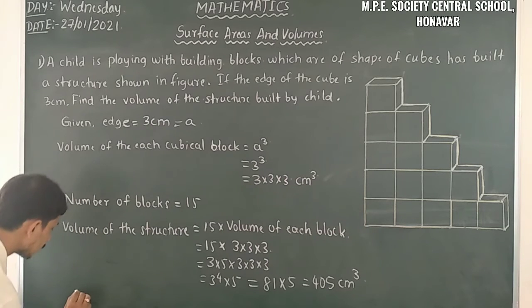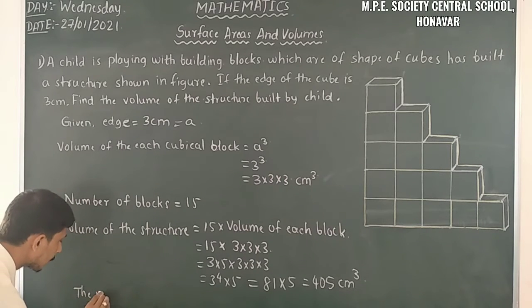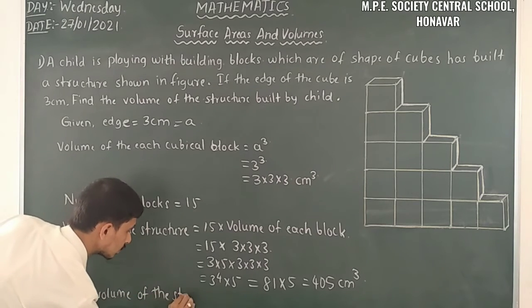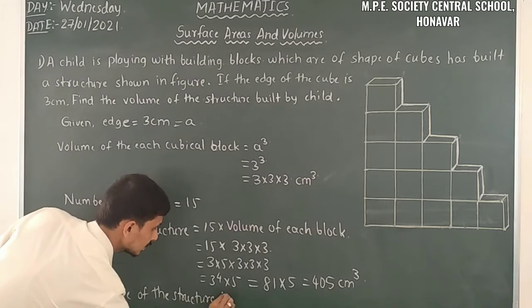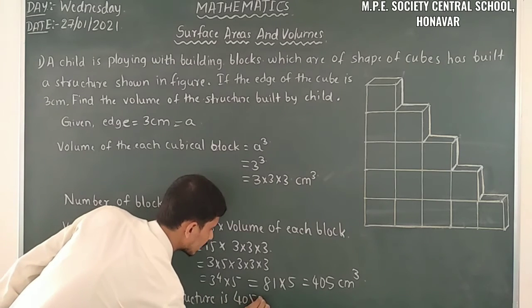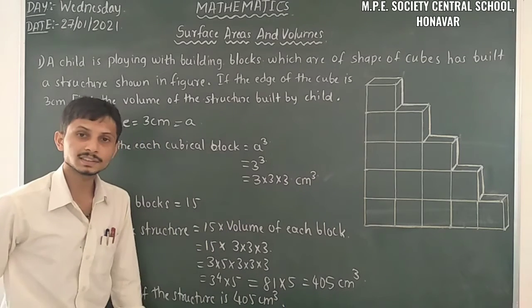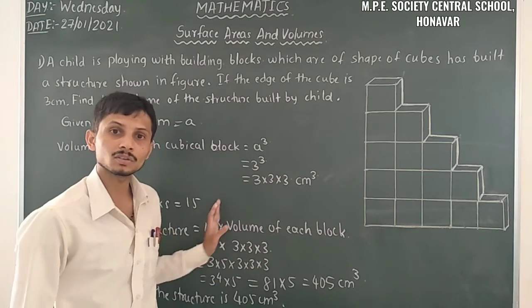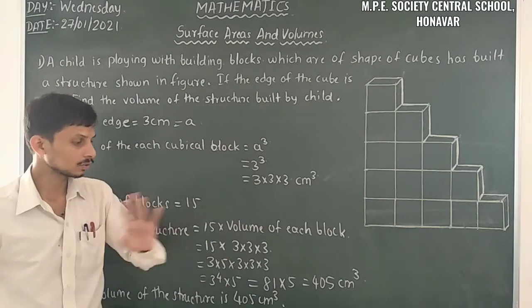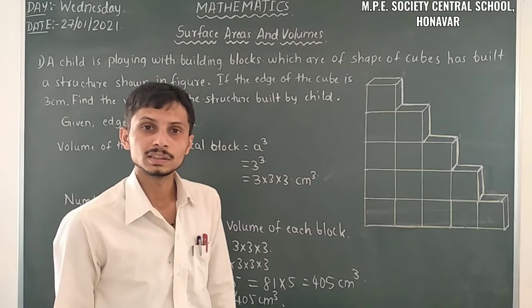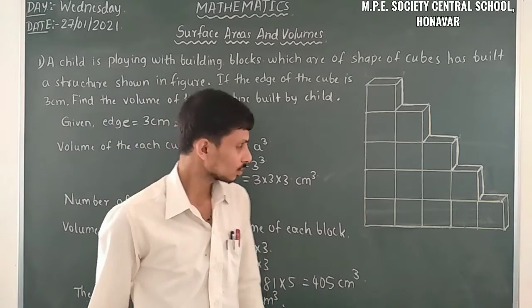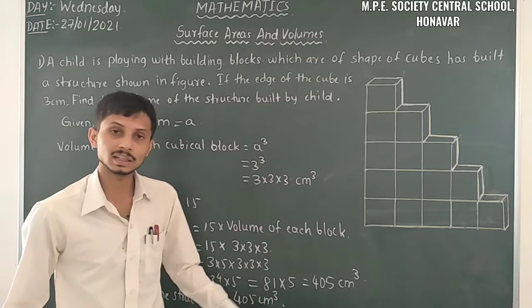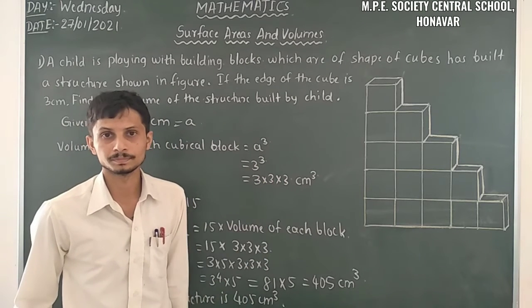Finally we have to write the volume of the structure. It is 405 centimeter cube. So this is a simple problem. Firstly we have to find out the volume of each block, then we have to count the number of blocks, then we have to multiply, so we can get the volume of the total structure. So here just observe, sometimes leaving it as it is better for us. Here just observe, we can easily find out the solution.